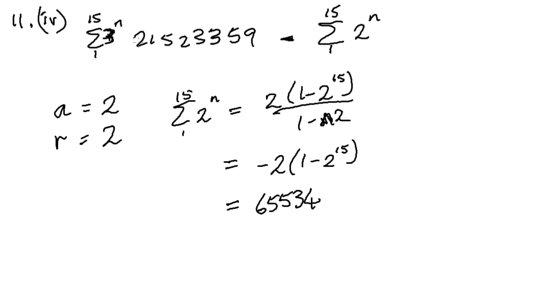And by subtracting the original 3 per generation by 2 per generation, we get 2,152,359 subtract 65,534, which yields a difference of 2,086,825 descendants. And that is it for this paper.